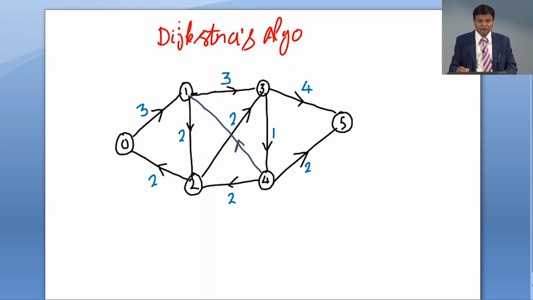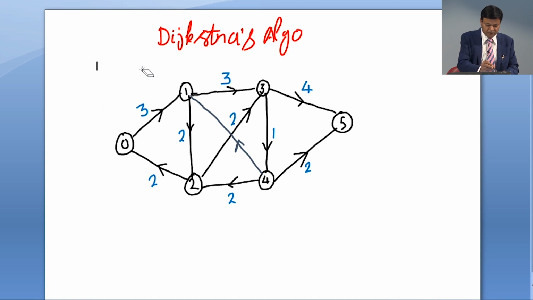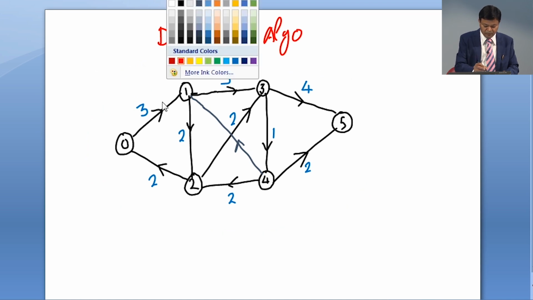We are taking two examples for Dijkstra's shortest path algorithm. First one is a directed graph and second one is an undirected graph with the same weights. So these two examples we will be discussing today. Let us implement Dijkstra's algorithm on a directed graph. We have this directed graph with us and the source node is 0.